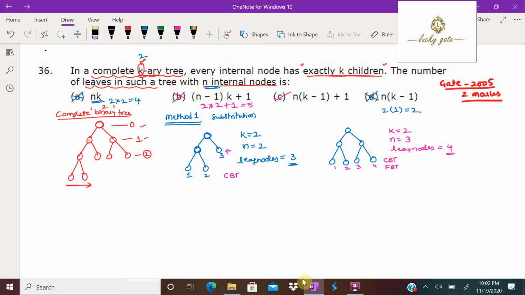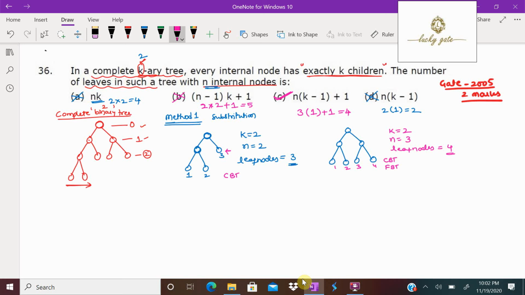But we'll check whether option C is correct or not with respect to this. What is n? 3. What is k? 2. k minus 1, 1, plus 1. That is 3 into 1, 3, plus 1 equals 4. The number of leaf nodes is 4. So the answer for this question is option C. C is the correct answer. Now I solved this question with the substitution method.